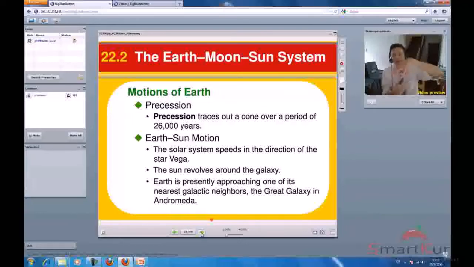Now remember, we talked about three forms of movement. We talked about rotation, we talked about revolution. That third one, precession, the very slow movement. Precession traces out a cone over a period of 26,000 years. So remember, we used the example of the top. The top spinning around very quickly. That's like the Earth rotating. That's what causes the night and day.